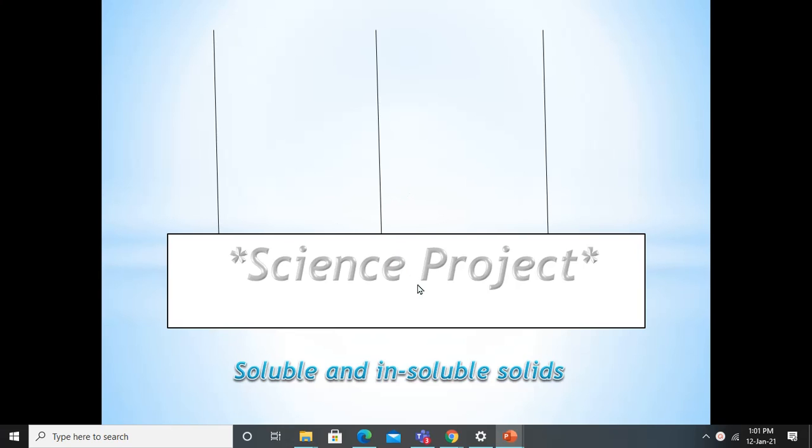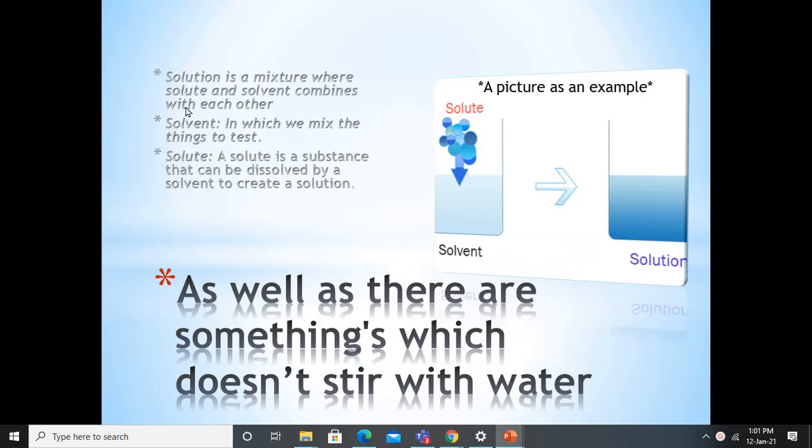Science project: soluble and insoluble solids. Over here you can see a picture of a solvent and a solute. So let's study the definition of them.